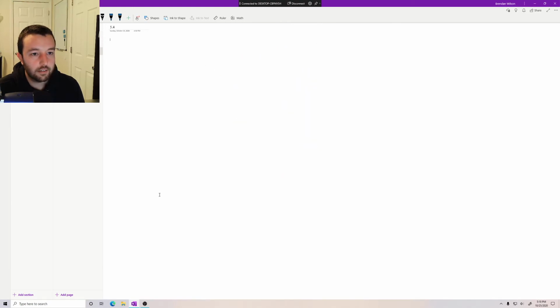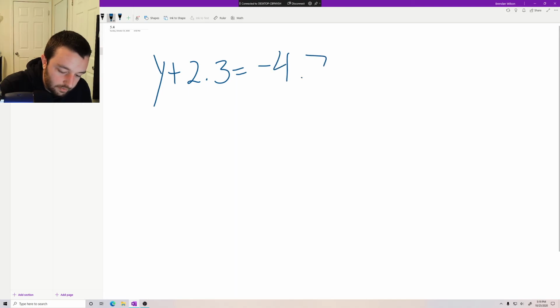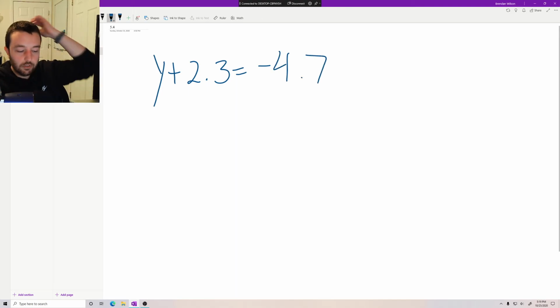Let's go ahead and look at 5.4, which is, like I said, talking about combining what we were doing with equations now with decimals. So we could just do something like this. What if we have y plus 2.3 is equal to negative 4.7?